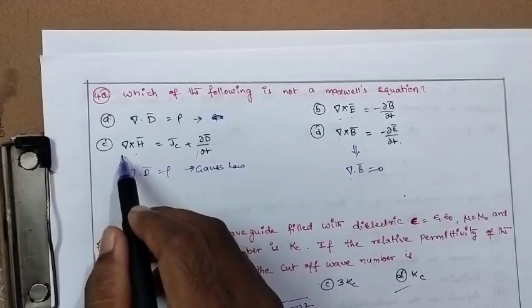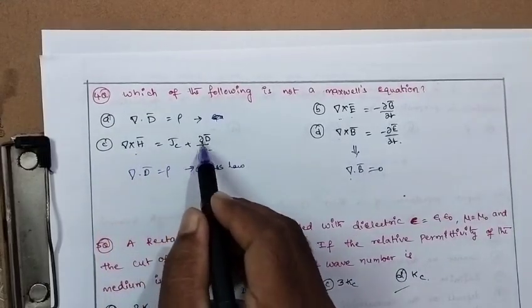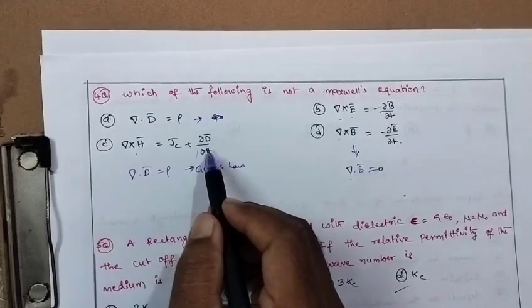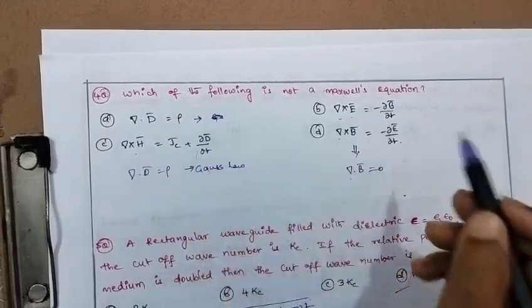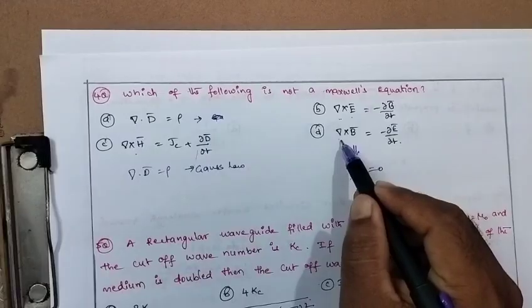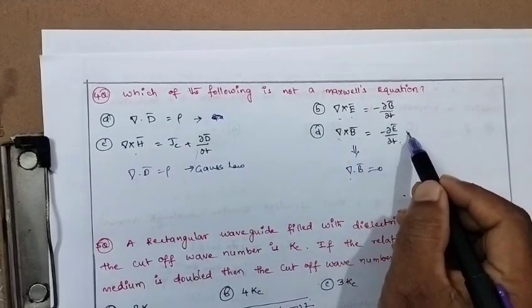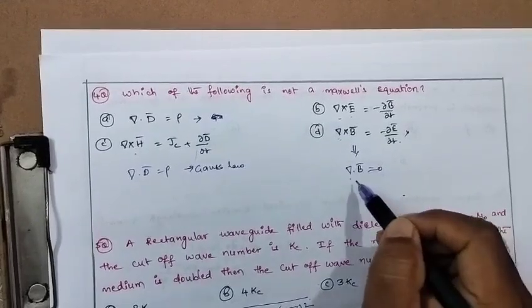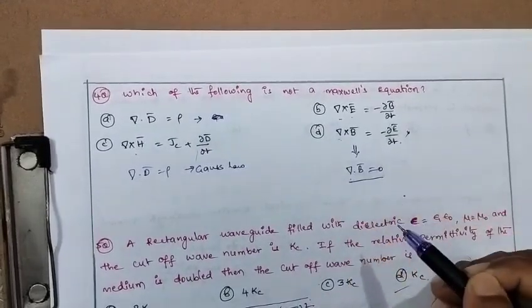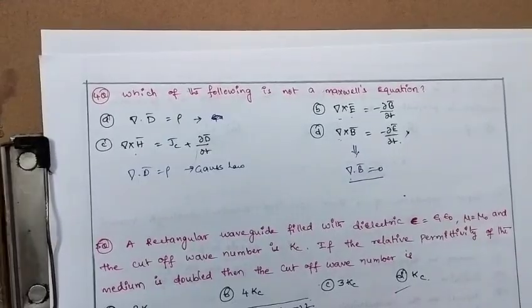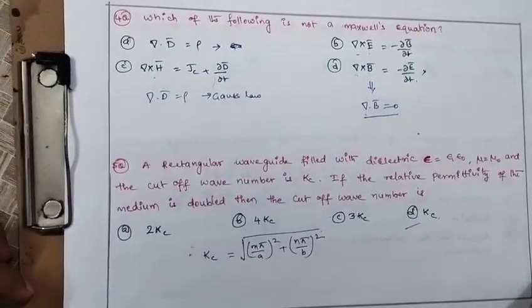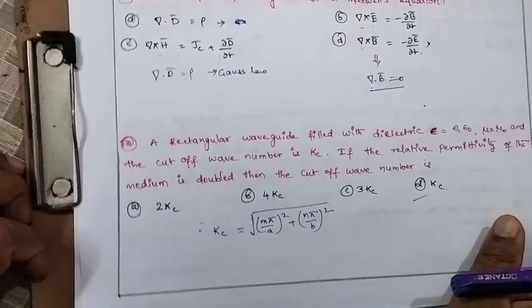Third option, del cross H equal to Jc plus dD by dt, which is Ampere's law, is also a Maxwell equation. And fourth option, if you observe, del cross B bar equal to minus dE by dt, which is not a correct Maxwell equation. What is the correct Maxwell equation? Del dot B bar equal to 0 will be the correct Maxwell equation. So option 4 will be the correct answer.